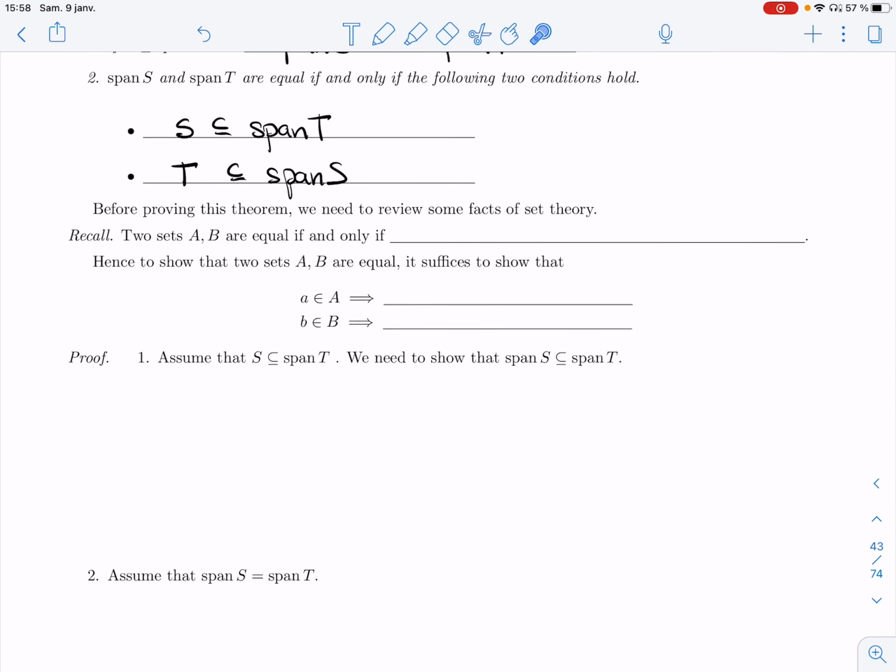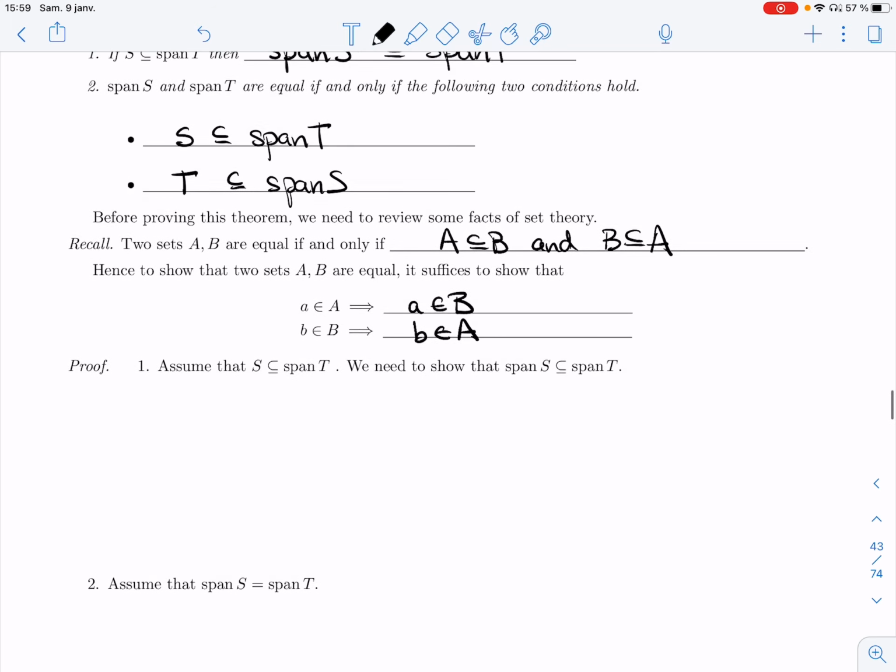So two sets are equal if and only if A is inside B and B is inside A. And so that means that if I want to show that two sets are equal, I could show that if x is in A, then x is in B, so every element of A is in B. And then if x is in B, then x is in A, so every element of B is in A.